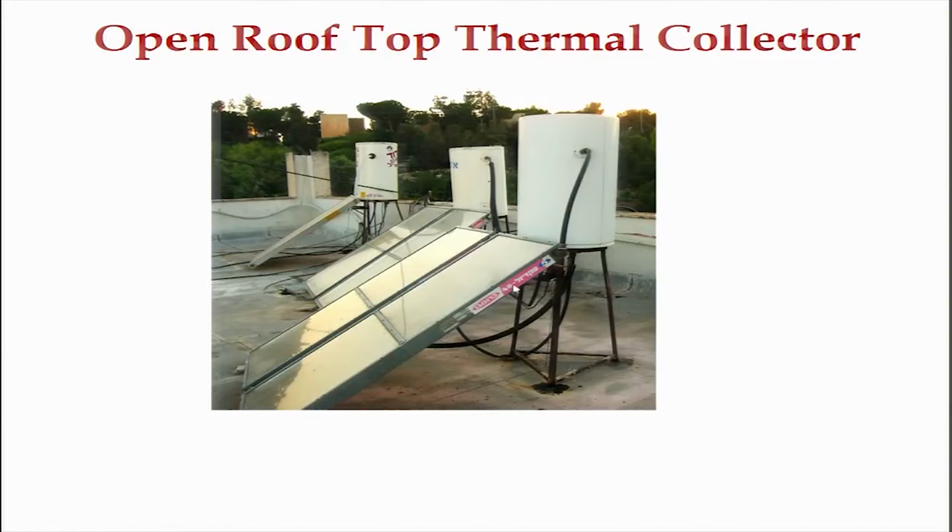And there are tubes underneath somewhere in this panel, and the hot water. So you have a cold water inlet and then you have a hot water outlet. The hot water is stored in these tanks, which is taken away for use. So this is the design of a typical open rooftop thermal collector.